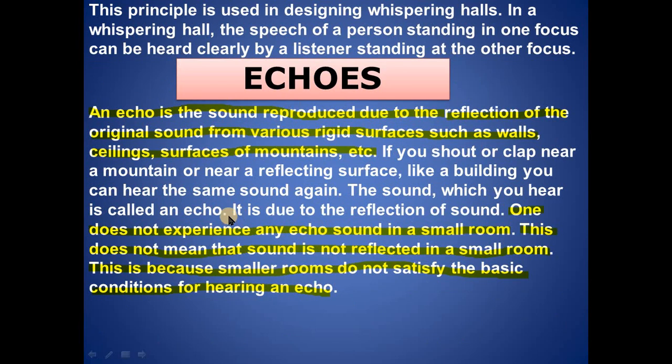The next important point is, what is meant by echoes? An echo is the sound reproduced due to the reflection of the original sound from various rigid surfaces such as a wall, ceiling, surface of a mountain, etc. So this is the definition of echoes. This is a 2 mark question, children. Note it down. Then the next important point about echo is, one does not experience any echo in a small room. This does not mean that sound is not reflected in a small room. This is because smaller rooms do not satisfy the basic condition for hearing an echo.